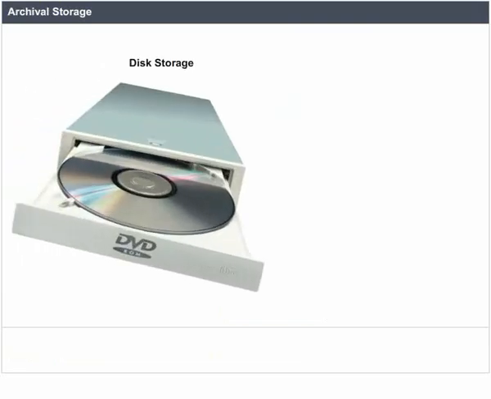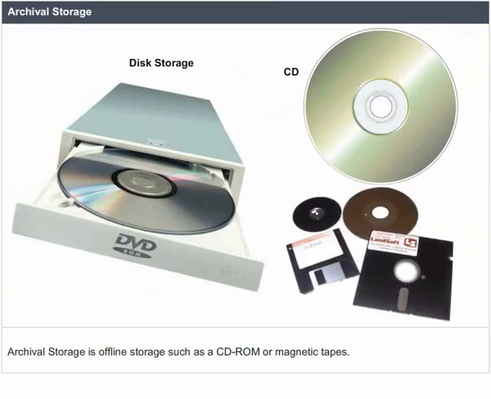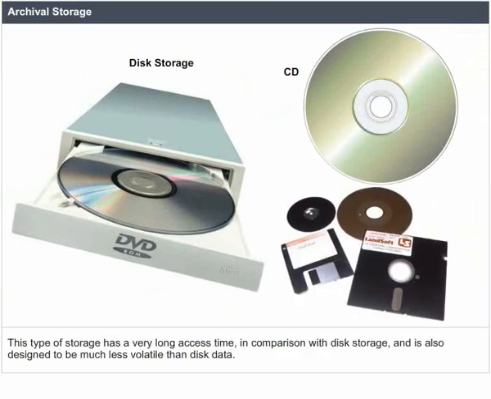Archival storage. Archival storage is offline storage such as a CD-ROM or magnetic tapes. This type of storage has a very long access time in comparison with disk storage and is also designed to be much less volatile than disk data.